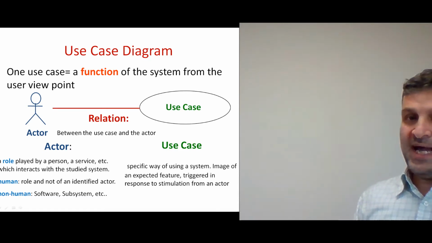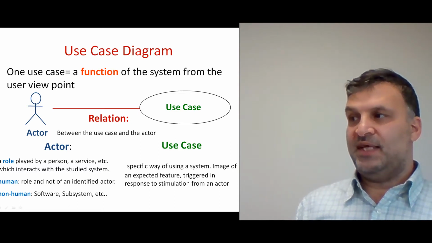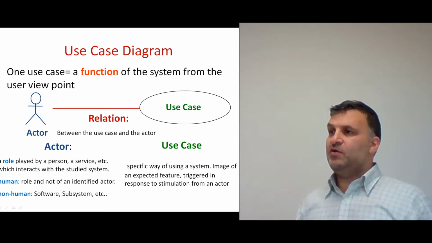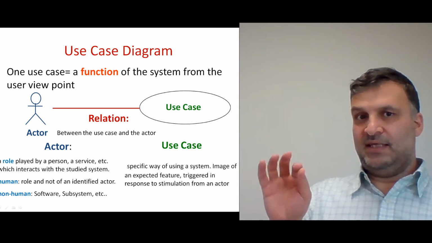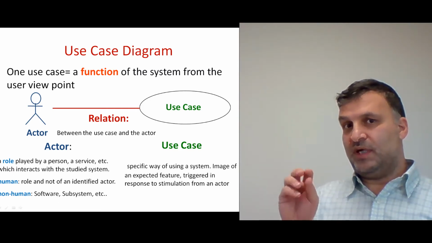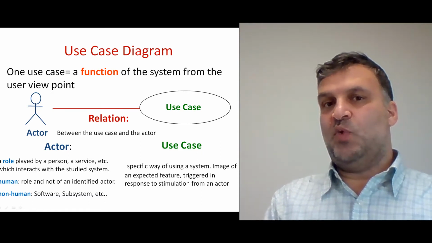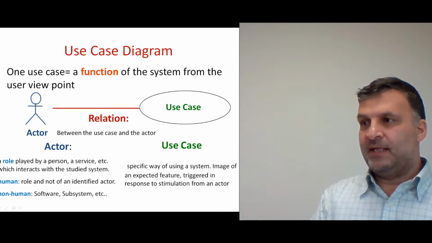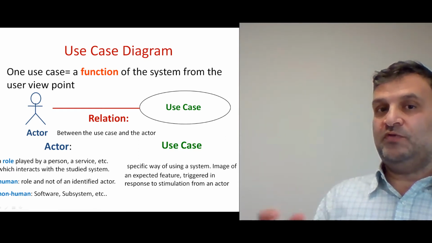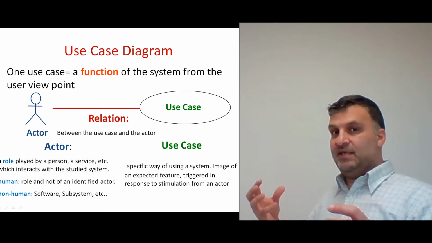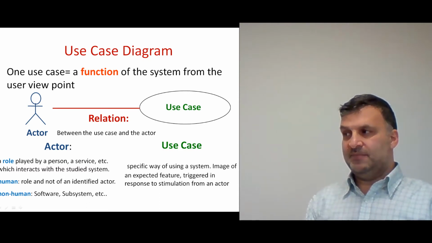Who is the actor? An actor is a role played by a person, a service, etc., which interacts with the studied system. Even if in most cases we take the symbol of a human to represent the actor, it is not necessarily a human. When we talk about a human, we don't talk about a specific woman or man. We talk about a role that one person can play. It may also be non-human. Even if we use the symbol of a human, it may be software, so it may be another part of the system that uses this system, or an external system that uses this system.